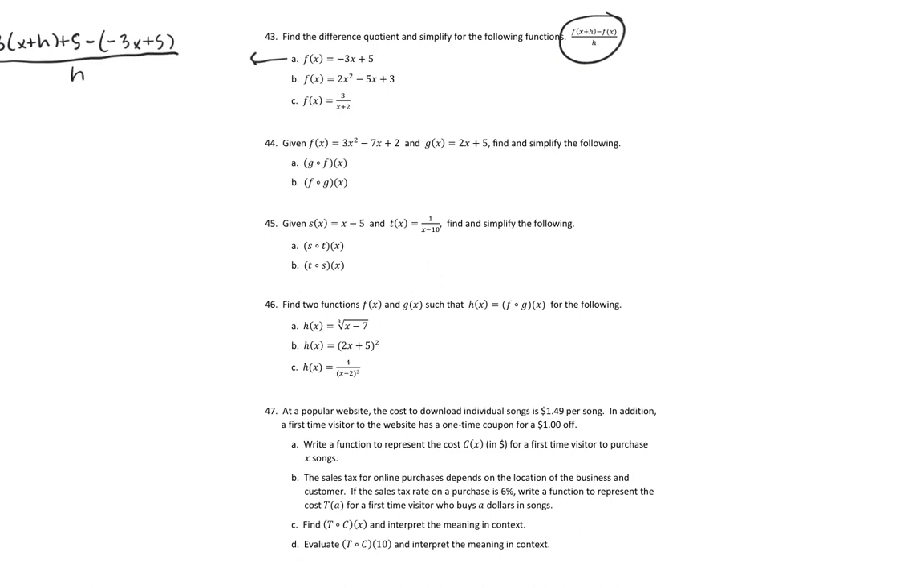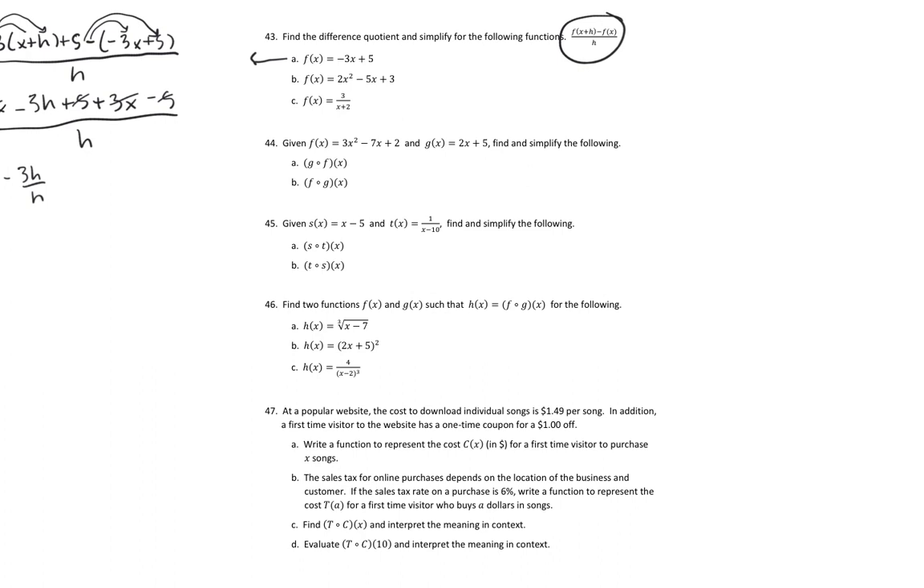So then I can distribute the negative 3 to the x, the negative 3 to the h, and then distribute this negative to the negative 3x and to the 5. And so then if I do that, I'll get negative 3x minus 3h plus 5, and then plus 3x minus 5, all over h. So then we can combine like terms, right? So we have these 3x's that cancel out, and then we have these 5s, they cancel out.